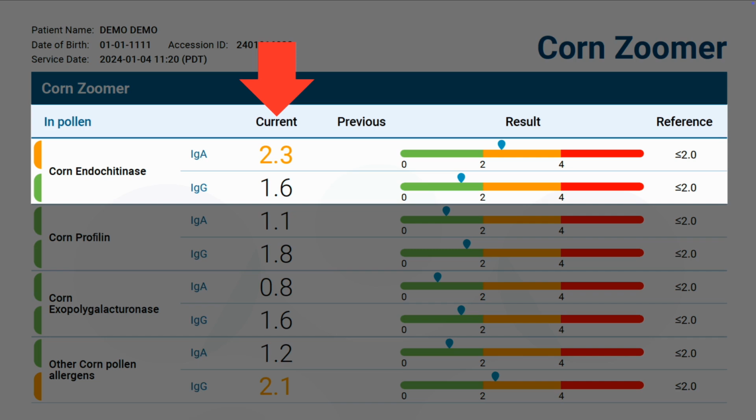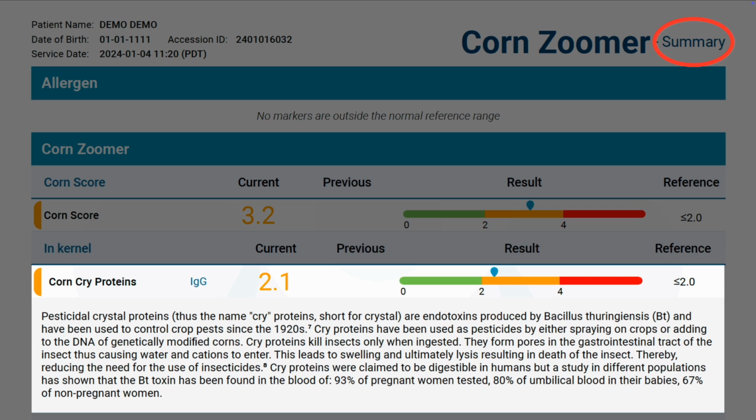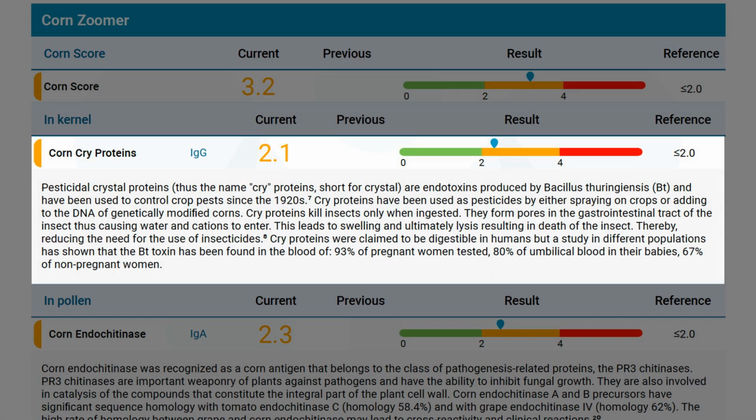The IgA and IgG antibody levels are reported as both a number and plotted graphically so you can visually see how high or low your patient's results are. For example, this patient's level of corn endochitinase IgG is in control, but they have moderately elevated levels of IgA to the peptide. If you want to learn more about the markers that are outside of the reference range, you can scroll back to the summary and read the interpretive comment. Let's explore corn cry proteins, for example.